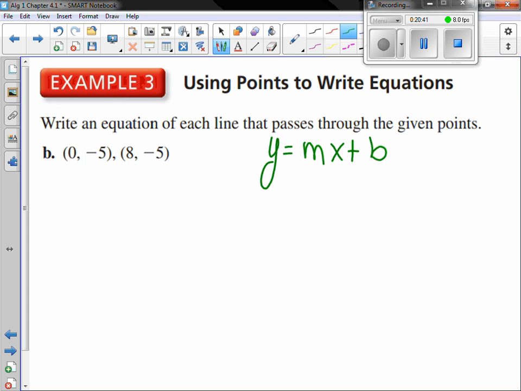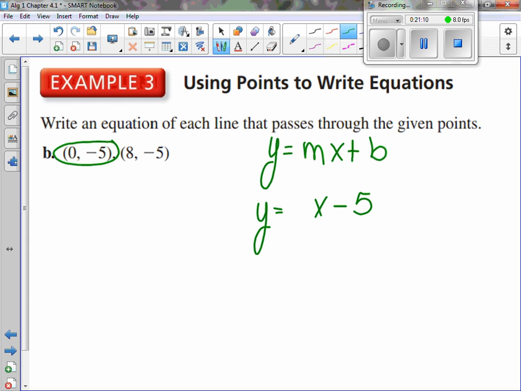Y equals mx plus b. Well, again, they already gave me the y-intercept because a point where x is 0 is at the y-intercept. So 0, negative 5. So the value of b for this equation would be negative 5. So I can write it in as minus 5. I can go on and plug that in. Now what do we need to find? We need to find the value of the slope, the value of m. So any questions on anything we've done so far?